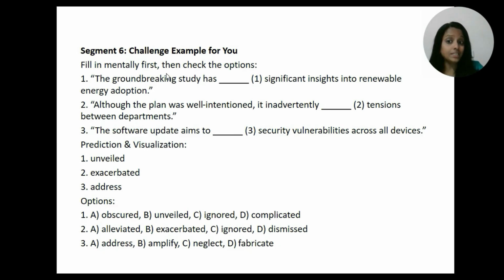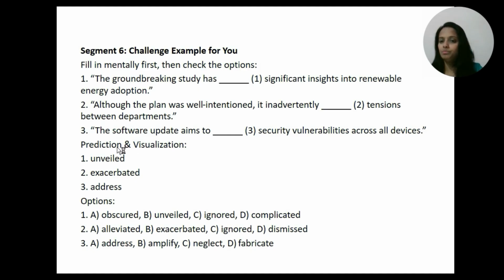You have to fill in mentally first, then check the options. So now you can just pause the video, try to read it, understand, and do the mental steps one by one. Then you can come up with the right options. Okay. The groundbreaking study has dashed significant insights into renewable energy adoption. Although the plan was well intentioned, it inadvertently dashed tensions between departments. The software update aims to dash security vulnerabilities across all devices.